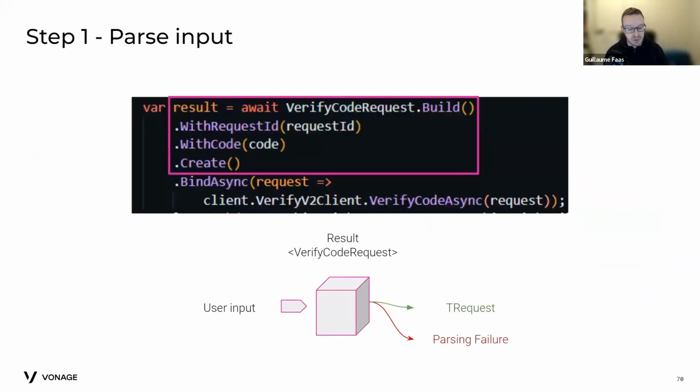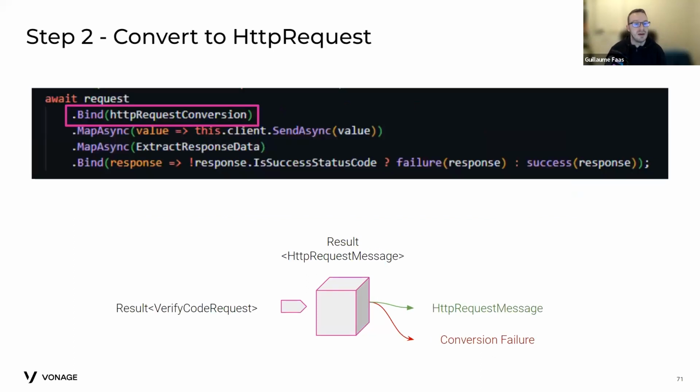First off, I mentioned parsing, dealing with the user input. What I'm showing right there is creating a flow for two-factor authentication. So first, I want to create a verify call request. It's basically a builder. So I build it with the request ID and the code, and I create the request. It returns a result of verified code request.